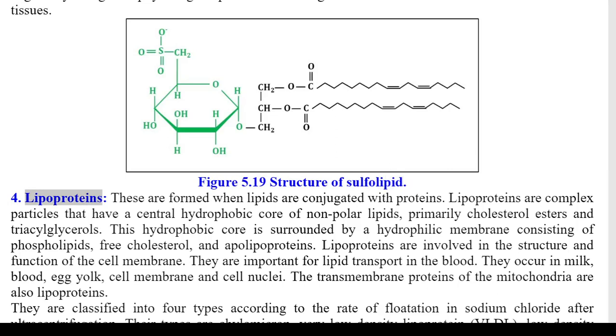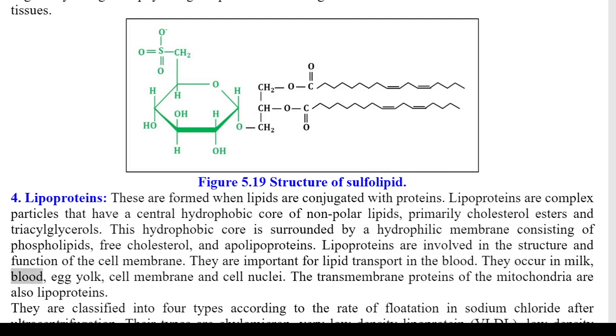4. Lipoproteins, these are formed when lipids are conjugated with proteins. Lipoproteins are complex particles that have a central hydrophobic core of nonpolar lipids, primarily cholesterol esters and triacylglycerols. This hydrophobic core is surrounded by a hydrophilic membrane consisting of phospholipids, free cholesterol, and apolipoproteins. Lipoproteins are involved in the structure and function of the cell membrane. They are important for lipid transport in the blood.